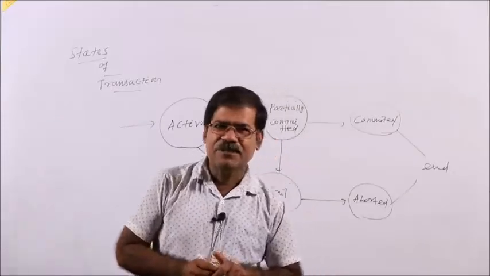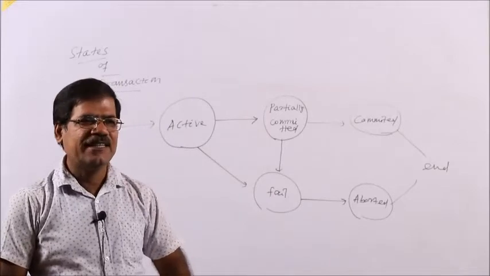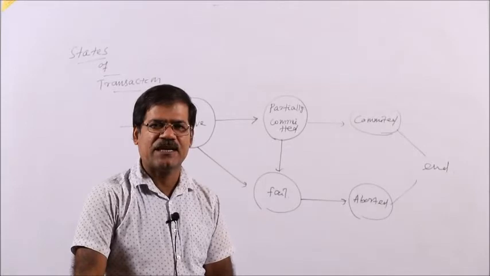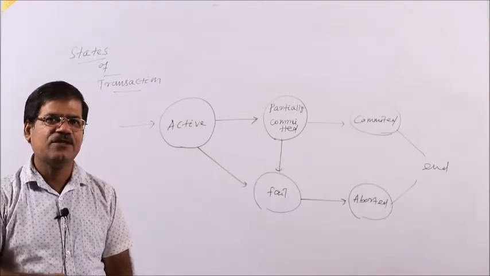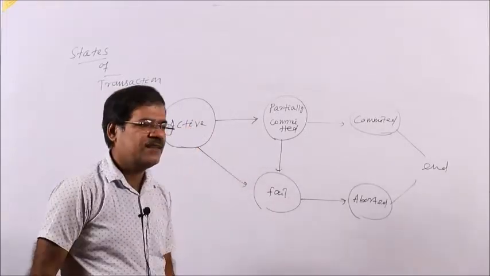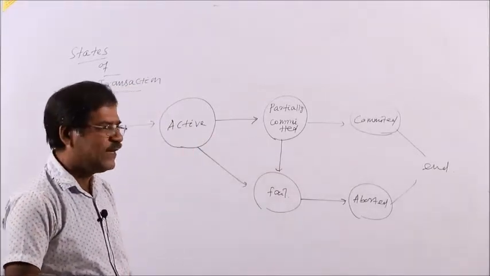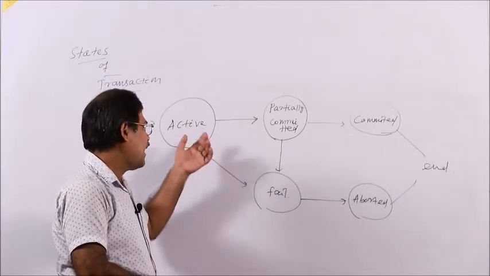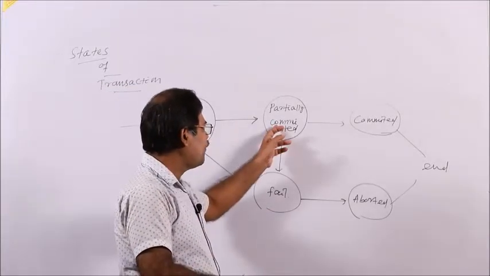Active state means the transaction is ready to execute. The ready or initial state of a transaction is called the active state. I am active means I am ready to start my class. So the transaction is active means it is ready to execute or ready to start. The starting or beginning state of the transaction is called the active state. After the active state, the transaction is started. Then you go for partially committed.